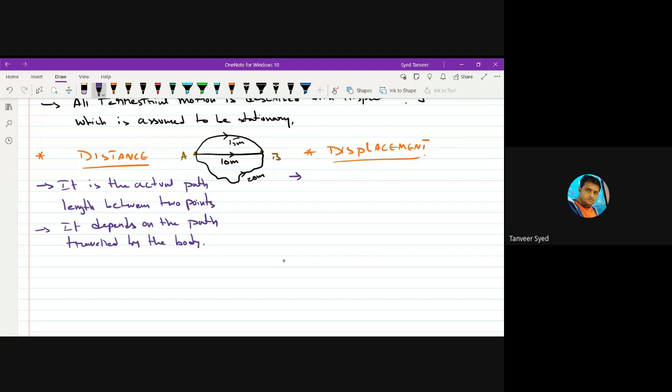Displacement is the shortest path between initial and final positions of the body.